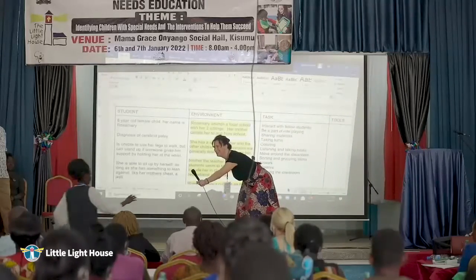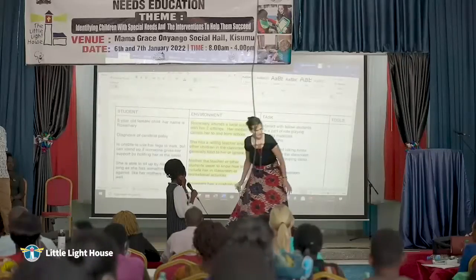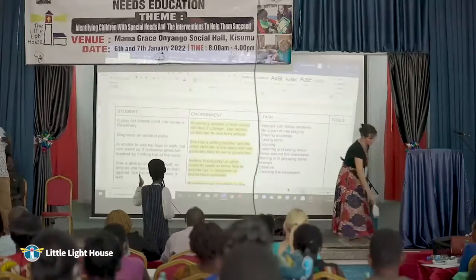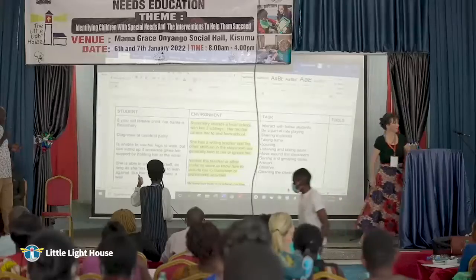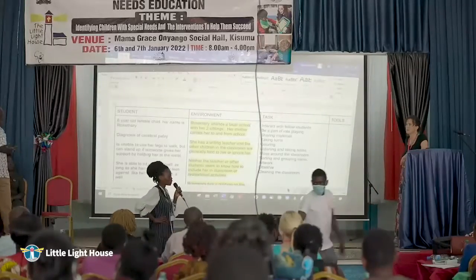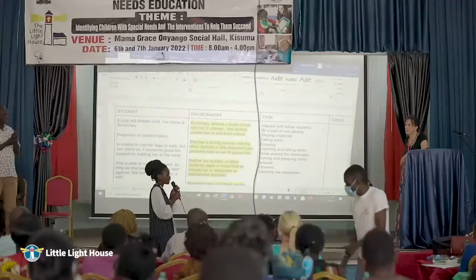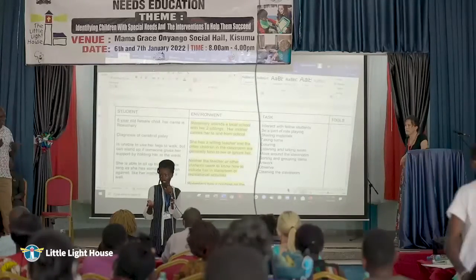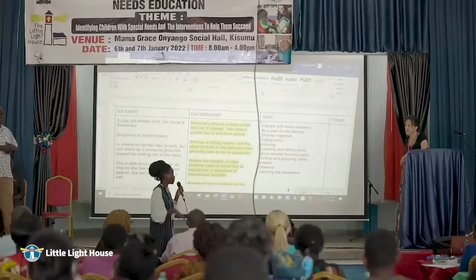I'm saying we've been told the child is able to walk when someone holds her waist. So that is where we include the other children that are in the classroom and help her move around in the classroom.